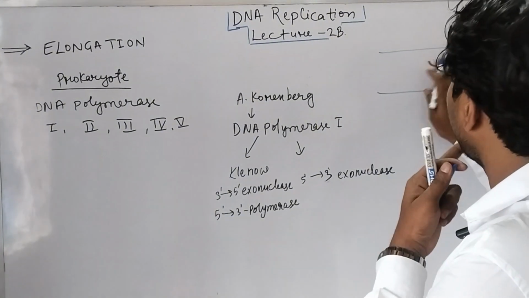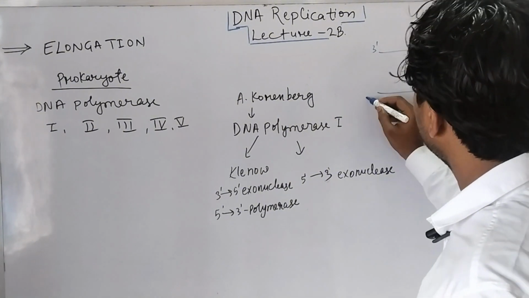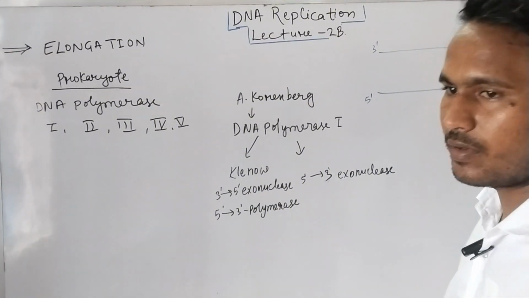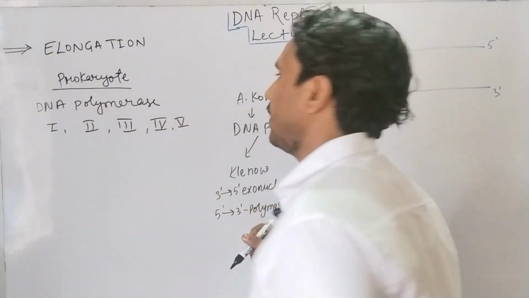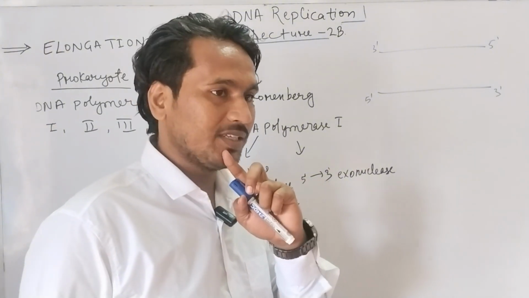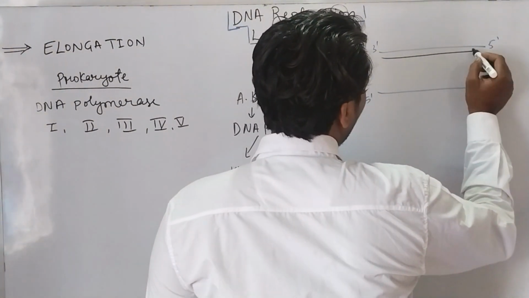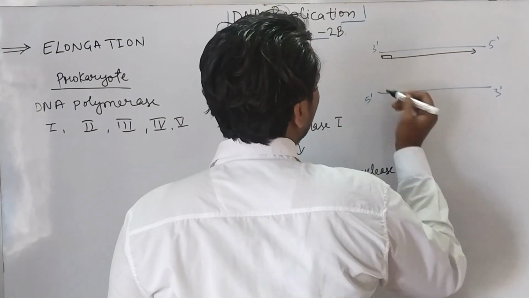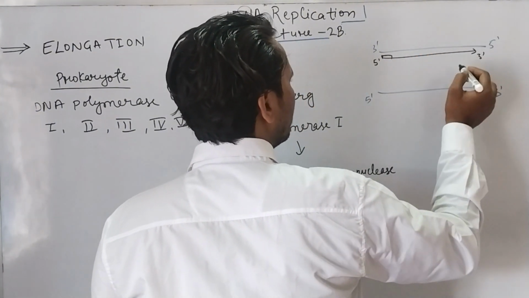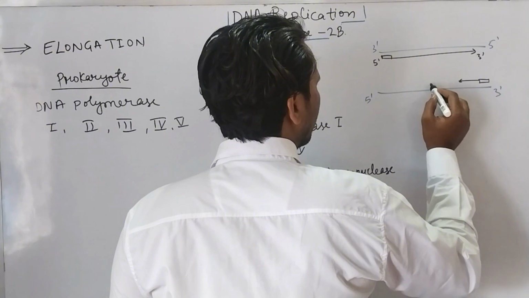This is the DNA strand, and suppose this is the 3' to 5' and this is the 5' to 3'. These are the template strands. I am drawing this template strand in blue color. Tell me on which template strand the leading strand will come, and on which template strand the lagging strand will come. So if your answer is that this is the 5' to 3', then the leading strand will come here, and here the lagging strand.